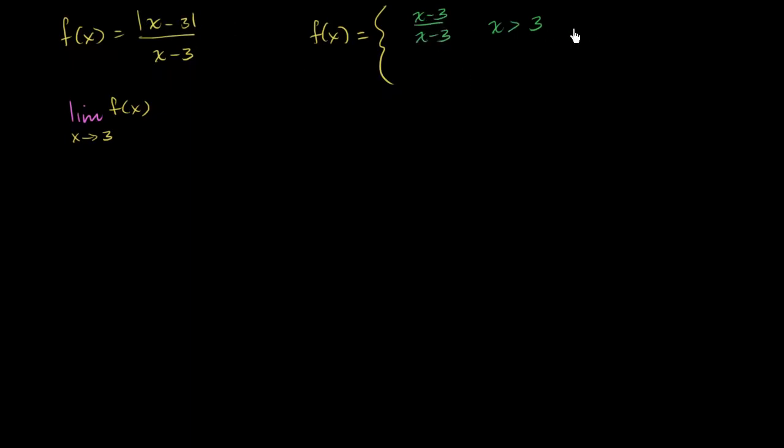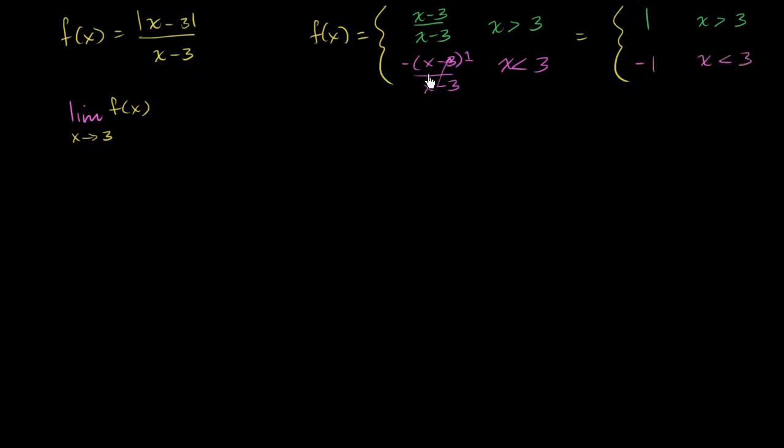Or if we were to rewrite it, for x greater than 3, f of x is equal to 1. Similarly, let's think about what happens when x is less than 3. Well, x minus 3 is going to be a negative number. When you take the absolute value of that, you're essentially negating it. So it's going to be the negative of x minus 3 over x minus 3. As long as x does not equal 3, this part simplifies to 1, so you're left with negative 1 for x less than 3.